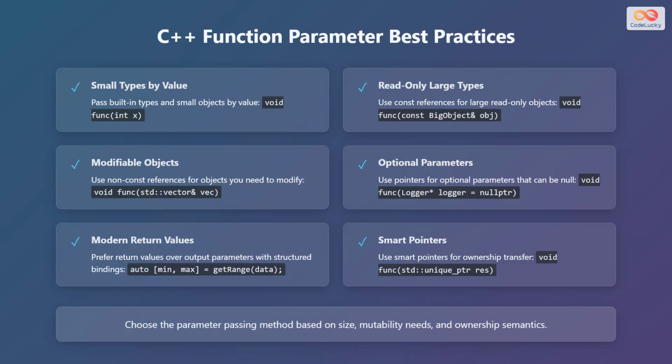Here are some best practices for C++ function parameters. Pass built-in types and small objects by value. Use const references for large read-only objects. Use non-const references for objects you need to modify. Use pointers for optional parameters that can be null. Prefer return values over output parameters with structured bindings, and use smart pointers for ownership transfer. Choose the parameter passing method based on size, mutability needs, and ownership semantics.